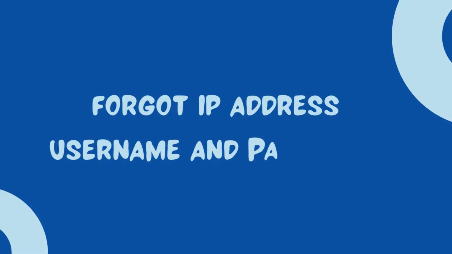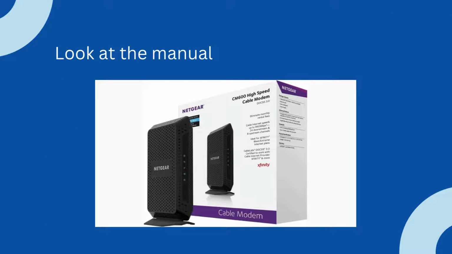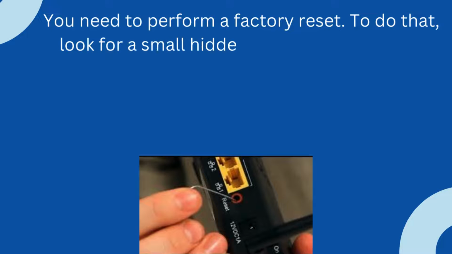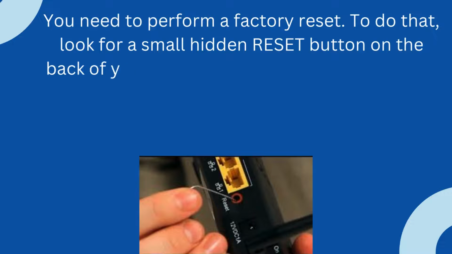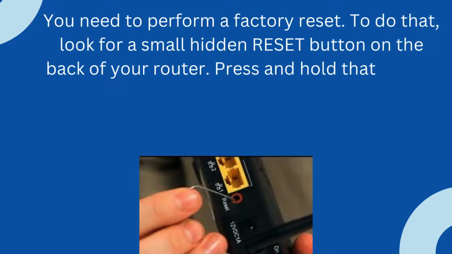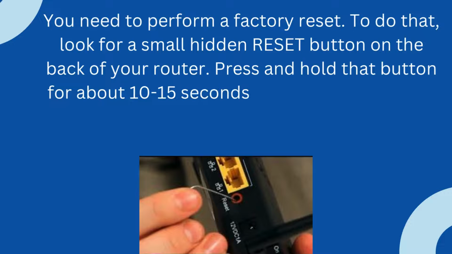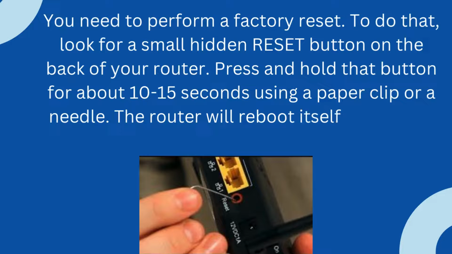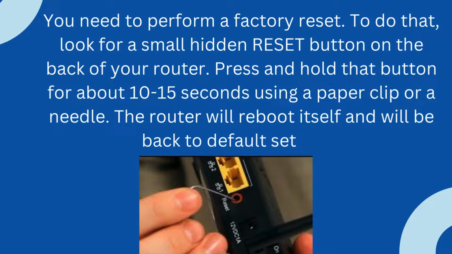Forgot IP address, username and password. Look at the manual, box, or back of the router. You need to perform a factory reset. To do that, look for a small hidden reset button on the back of your router. Press and hold that button for about 10 to 15 seconds using a paper clip or a needle. The router will reboot itself and will be back to default settings.